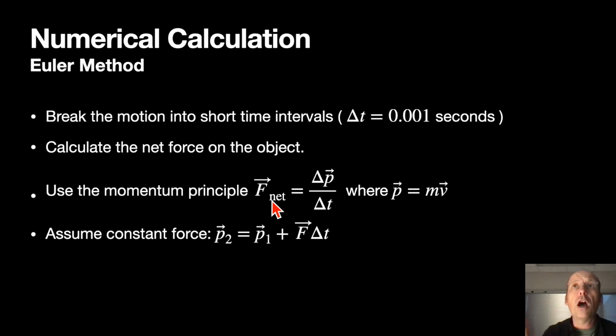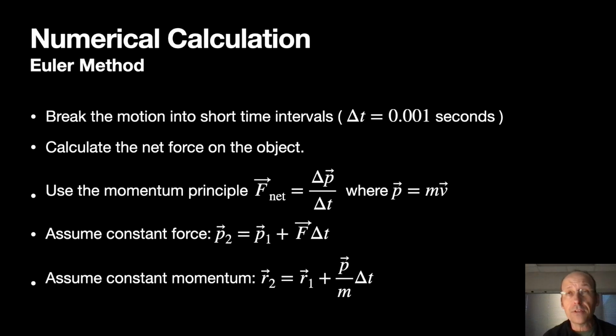Okay, so we're going to update the momentum. Now, I can also assume that the momentum's constant, which is kind of silly because I just changed it. And I can use that to find the change in position of the ball. And this is really important. I can go through all the time intervals, and I can just keep going through, calculate the force, update the momentum, update the position, and do it again and again and again for as long as I want. Okay, so that's the main idea of the Euler method.